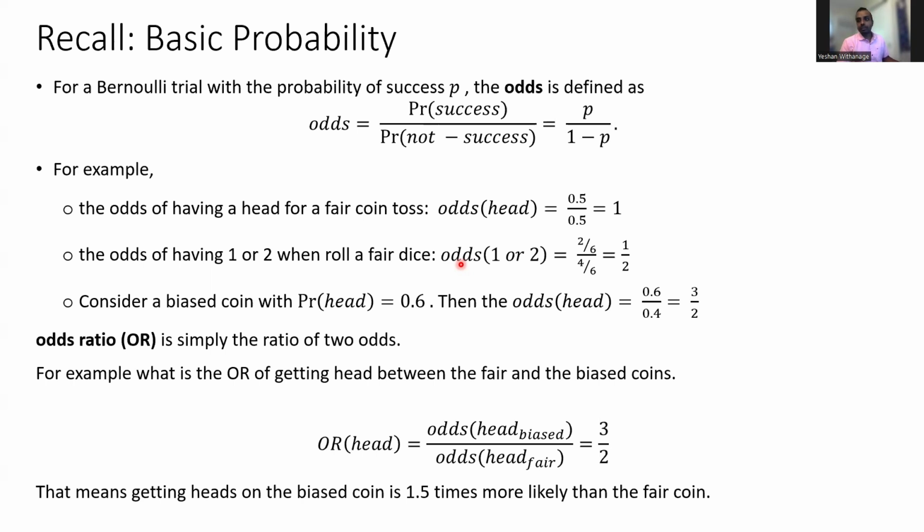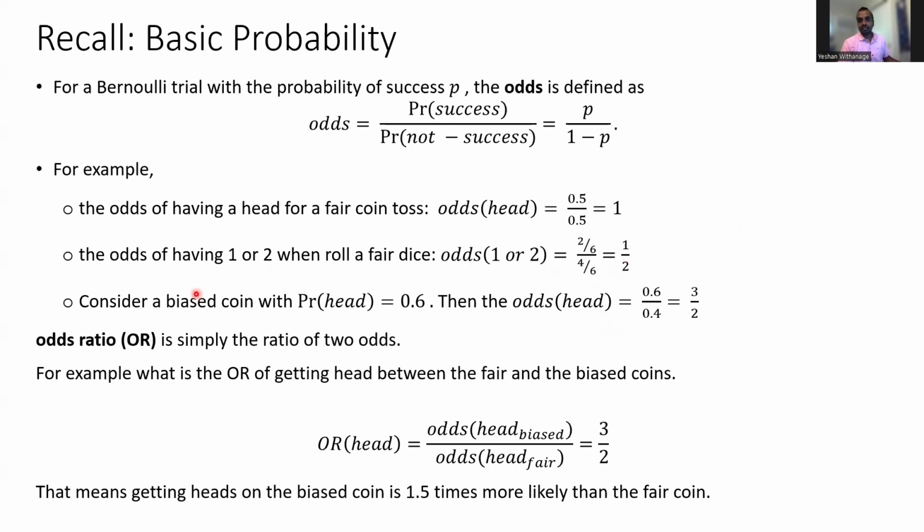So now what are the odds of having 1 or 2 if you roll a fair dice? We know that the probability of success is 2 over 6. The probability of failure is 4 over 6. So then the 6 cancel out. So we have 2 over 4, which is 1/2.